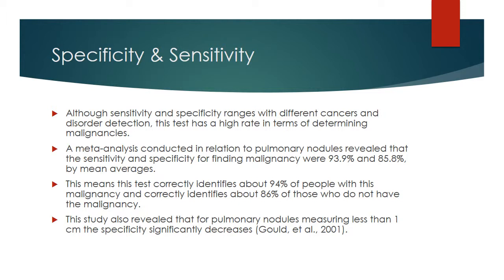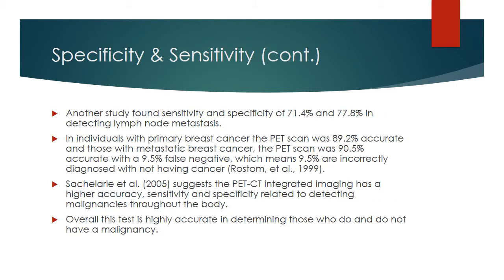This study also revealed that for pulmonary nodules measuring less than 1 centimeter, the specificity significantly decreased. Another study found the sensitivity and specificity were about 71 and 77% in detecting lymph node metastasis. In individuals with primary breast cancer, this test was 89% accurate. With metastatic breast cancer, it was about 90% accurate.